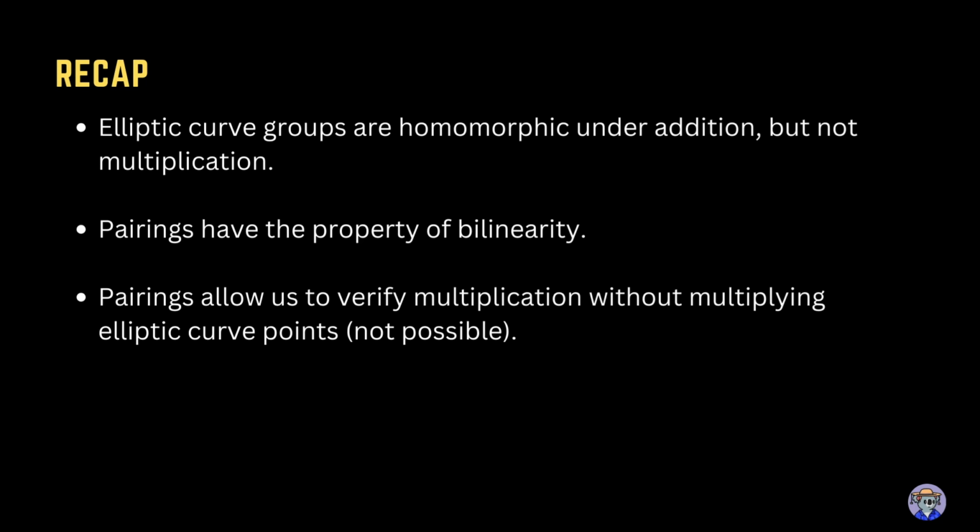Awesome. So we've covered a lot of ground today. Hopefully now you have learned something and understand elliptic curve pairings. You understand the definition of a pairing and understand the property of bilinearity. Hopefully, you're beginning to understand why pairings are so useful in cryptography. We saw how elliptic curve groups are homomorphic under addition, but not multiplication. Therefore, we saw how pairings provide us a way to verify multiplication, even though we cannot multiply two elliptic curve points.